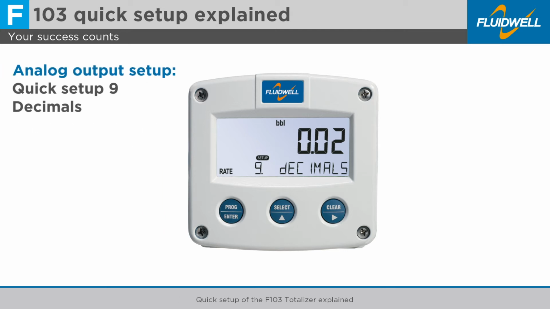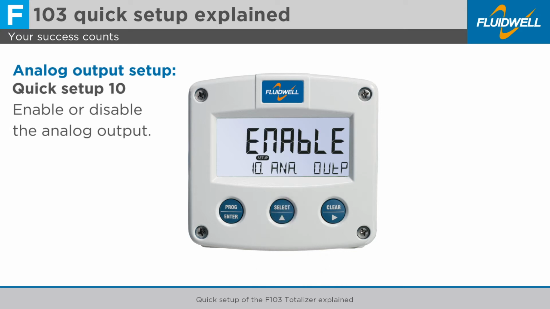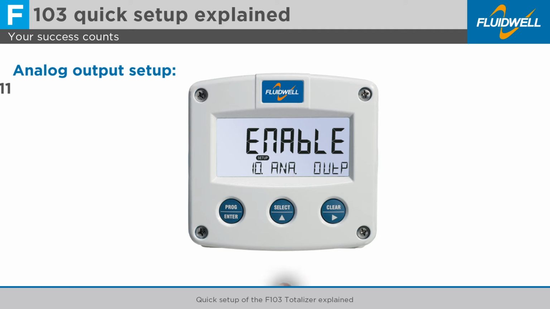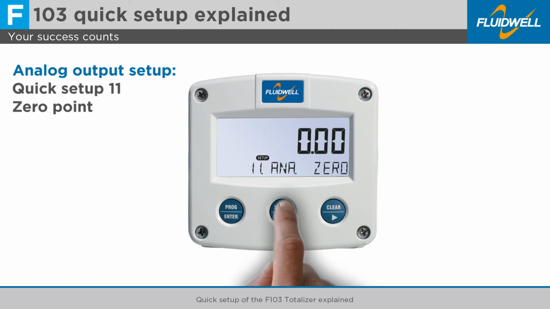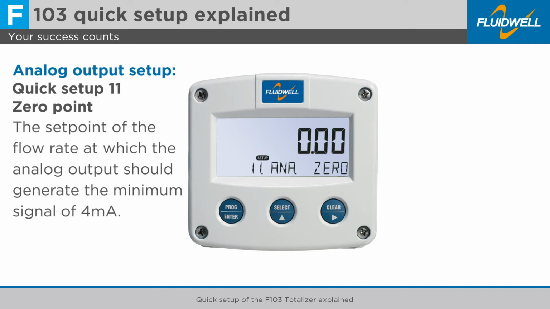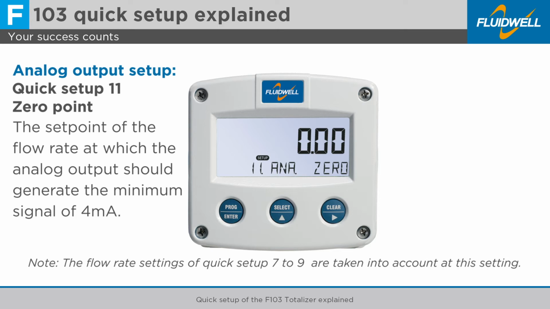Analog output setup. Quick Setup 10. Here you can enable or disable the analog output. Quick Setup 11. Here you can set the 0 point of the analog output. It is the set point of the flow rate at which the analog output should generate the minimum signal of 4 milliamps, which is in most applications at no flow rate. Note, the flow rate settings of Quick Setup 7 to 9 are taken into account at this setting.